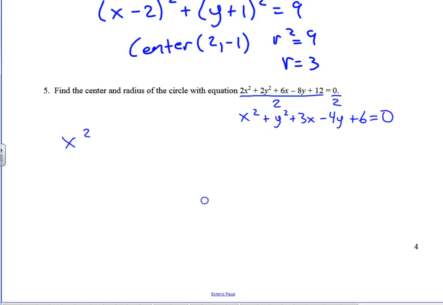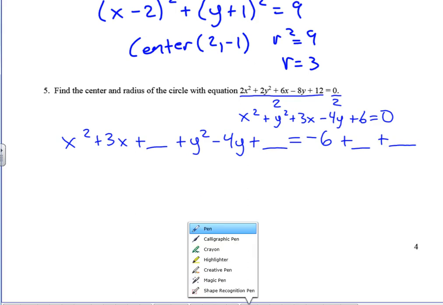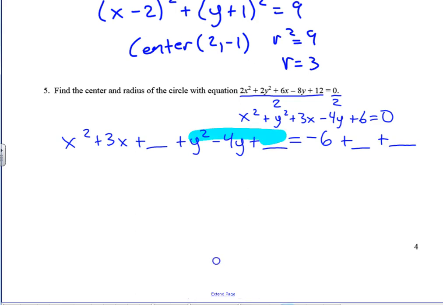Okay, so now I'm going to move that around. So it's going to be x squared plus 3x. I'm going to add a blank. Y squared minus 4y. Going to add a blank. I'm moving that 6 over, so it's negative 6. And then I'm adding a blank for both of those pieces. Okay, so highlighter. Okay, this is our y. This is our x.